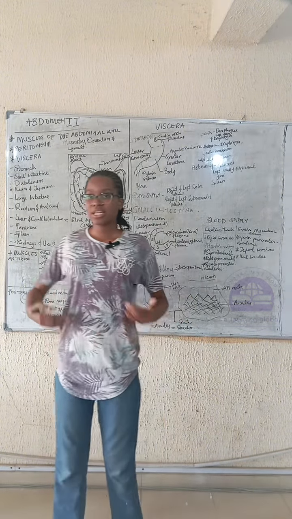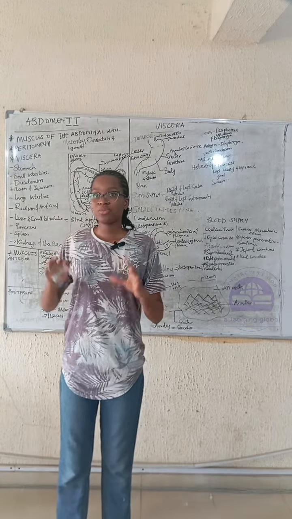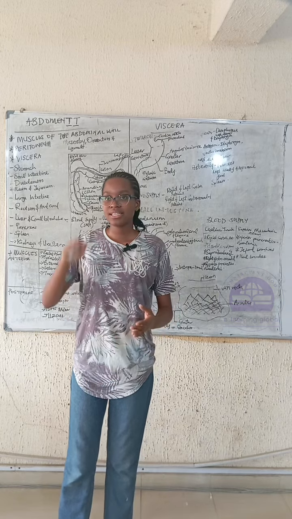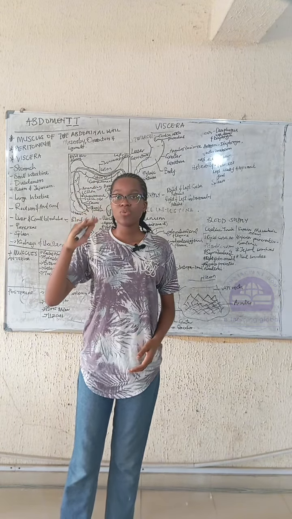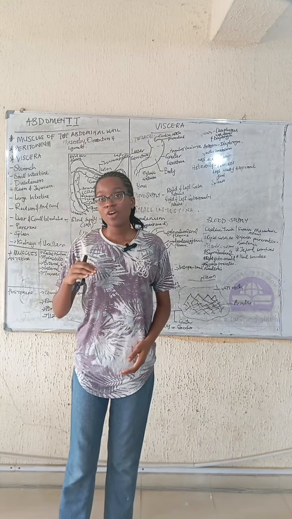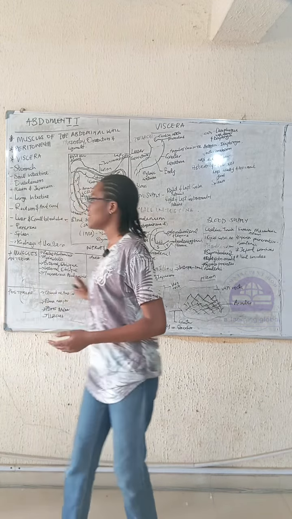Psoas major is located medially. It has attachments to the vertebral column, the transverse processes of all our lumbar vertebra, and the intervertebral disc between them. So the intervertebral disc between T12 and L1, between L1 and L2, between L2 and L3, between L3 and L4 serves as the point of origin for the psoas major muscle.